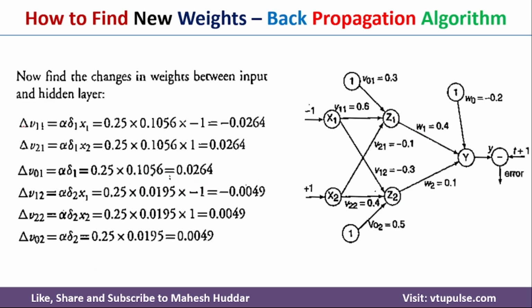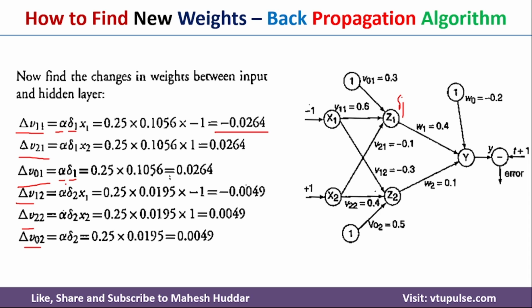Once you calculate the error, we can calculate the delta term over here. Delta v11 is equivalent to alpha, the learning rate, multiplied by the error we have calculated here, delta 1, multiplied by the input, which is minus 1 in this case. Once you solve it, you will get this one. Similarly, we calculate delta v21 and delta v01. For this one the input is 1, so alpha multiplied by delta 1 is enough here. Similarly, we have to calculate the other delta terms.